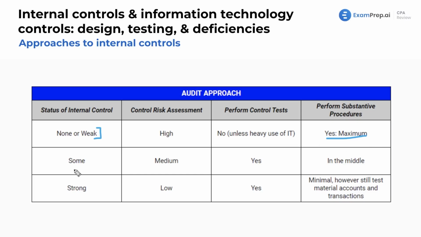What if we meet our way in the middle? There's some internal controls, right? It's just kind of like in the middle, medium. Yes, you're going to test the controls. You're going to do a medium level of substantive procedures.